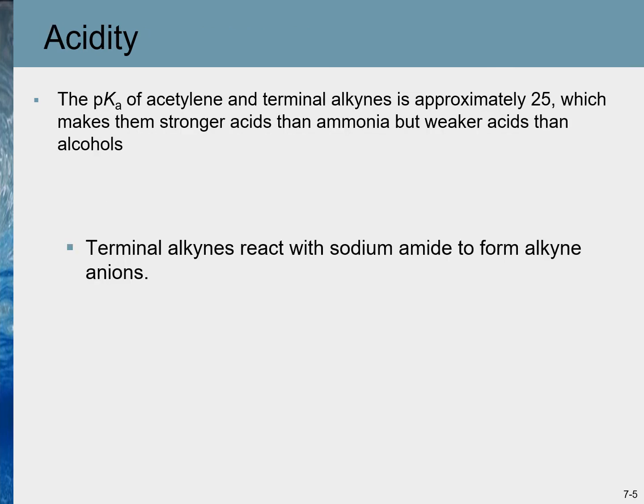In chapter number 4, we learned that alkynes have the lowest pKa value among hydrocarbons. The pKa value of ethyne and other terminal alkyne is about 25, which makes it stronger acid than ammonia. So ethyne pKa value is about 25 and ammonia has pKa value of about 38.